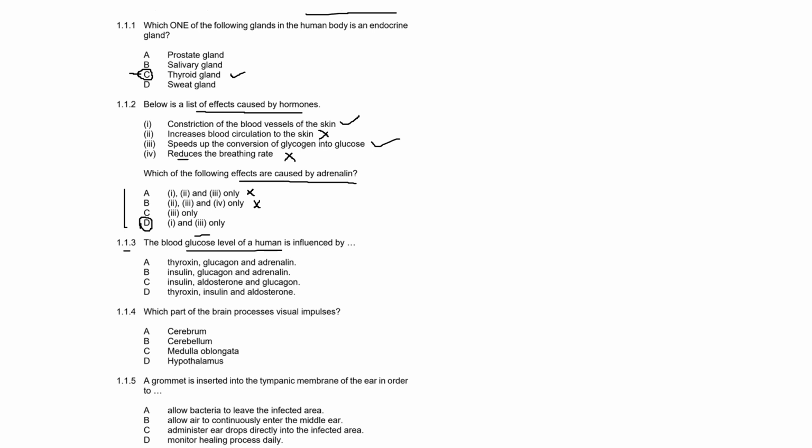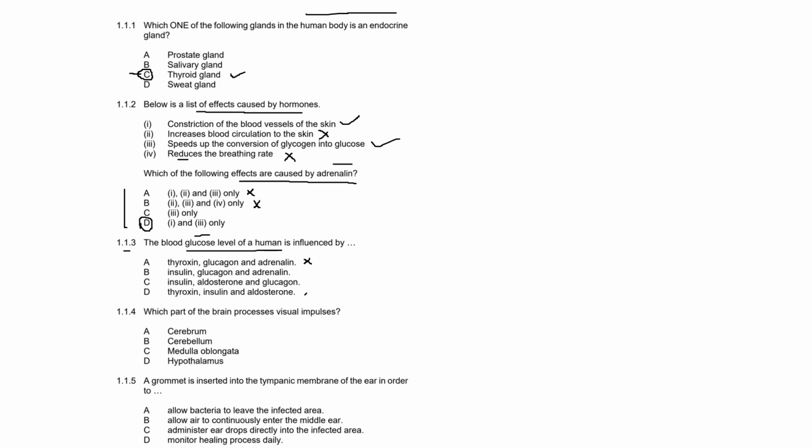We also know that glucose goes with the adrenaline hormone from the previous answer. If you look at the options here, option A has no insulin, so it's out. Here we've got insulin.